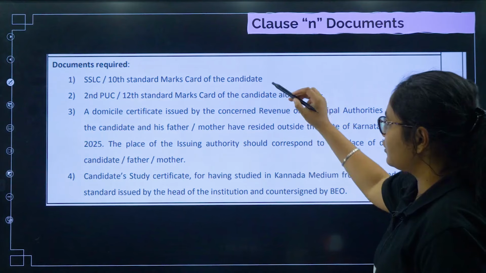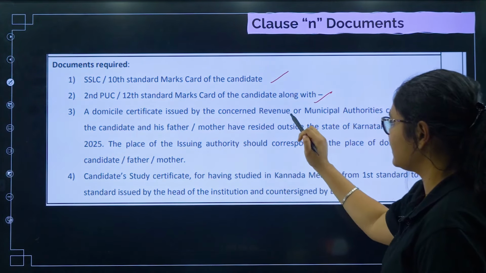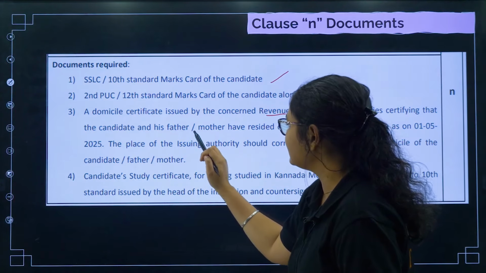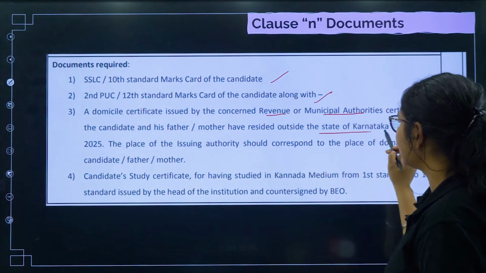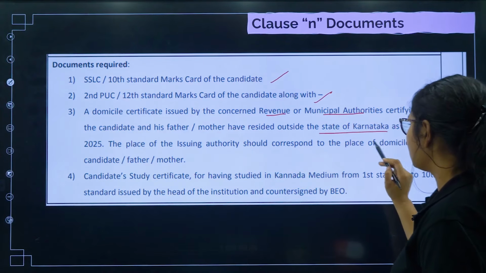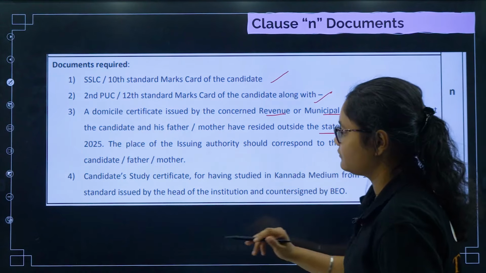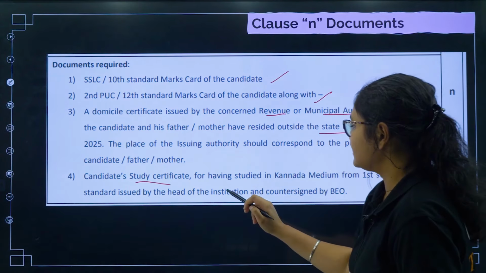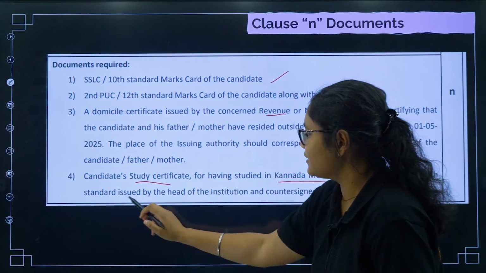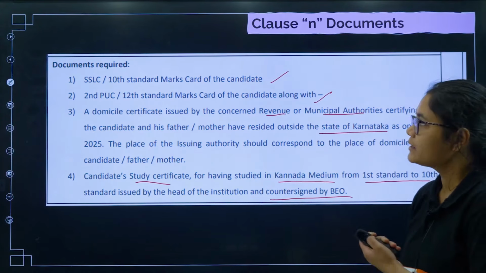And what all things? Your 10th certificate, your 12th certificate, and a domicile certificate issued by the revenue or municipal authorities certifying that the candidate and his father or mother have resided outside the state of Karnataka, and the place of the issuing authority should correspond to the place of domicile. So the area where you have resided, that certificate should be there. Also the candidate study certificate for having studied in Kannada medium from 1st to 10th standard issued by the head of institution and countersigned by the BEO, okay.